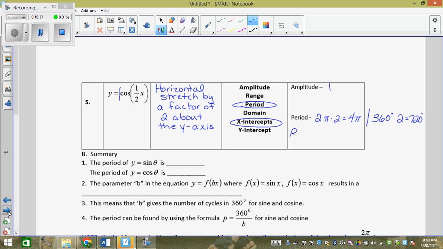And my range is going to be y such that -1 is less than or equal to y, less than or equal to 1, y in R.